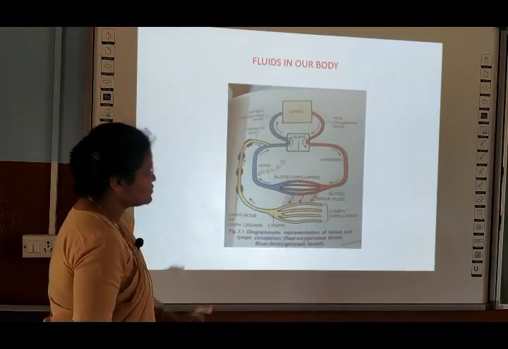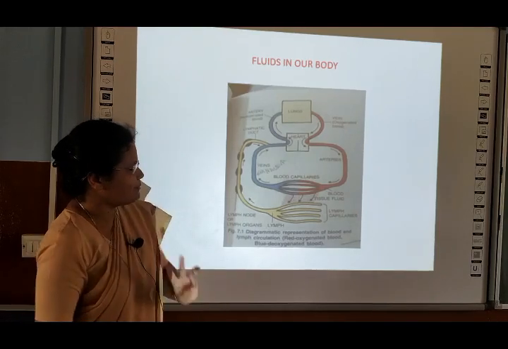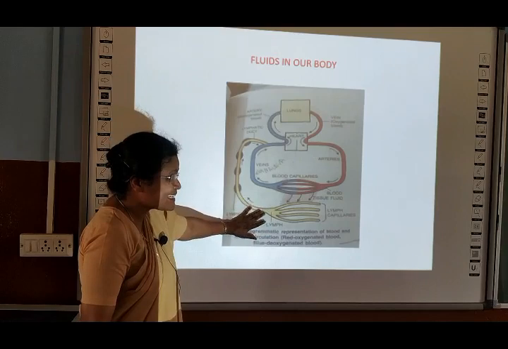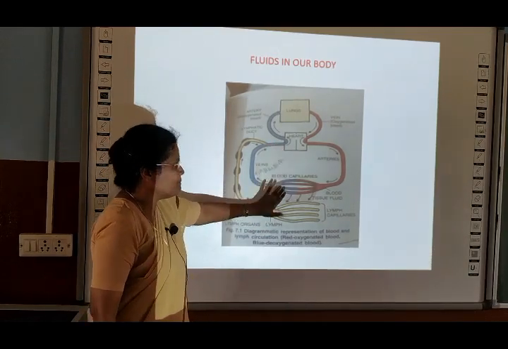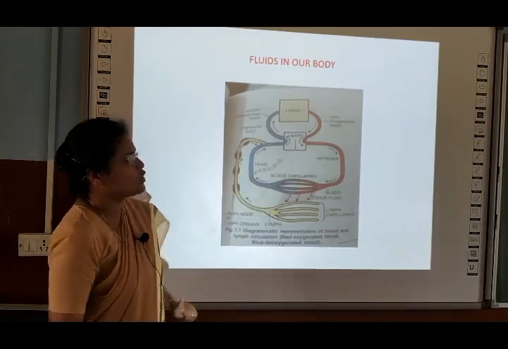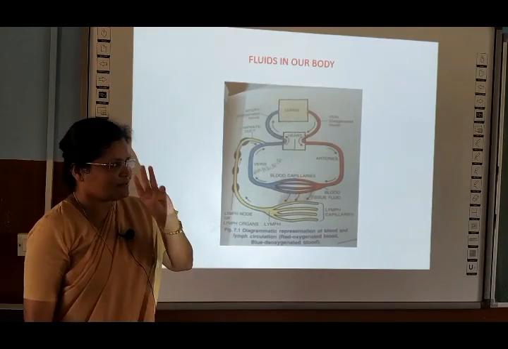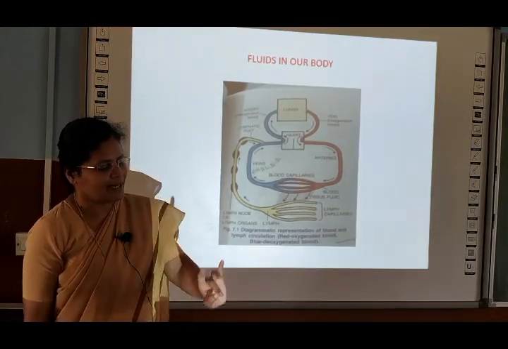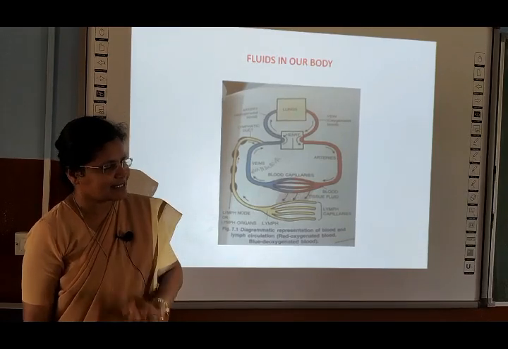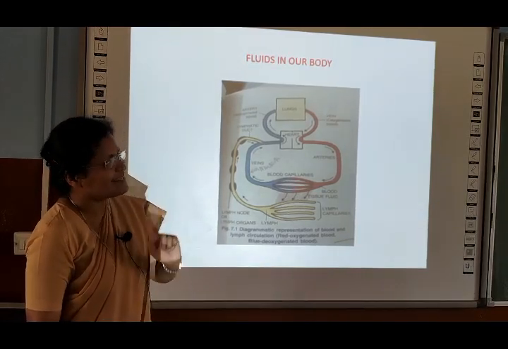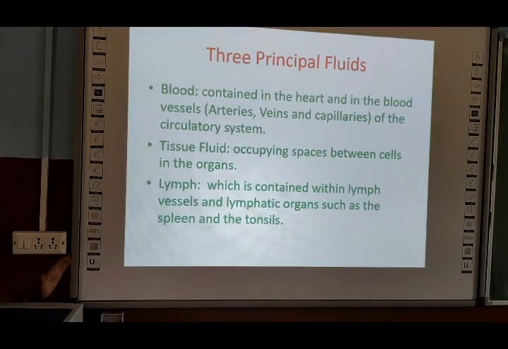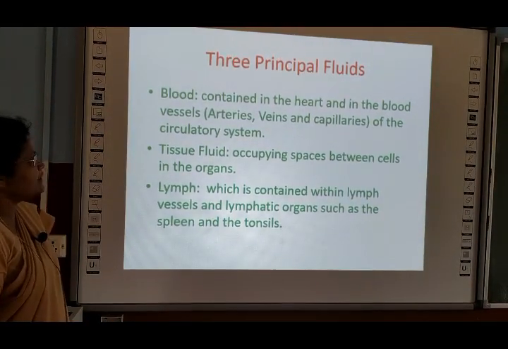However, for now, there are two types of fluids connecting to the circulatory system: one is blood, another one is lymph. Besides that, you have one more fluid called the tissue fluid. So, there are three principal fluids in our body: tissue fluid, lymph and blood. Blood and lymph are interconnected. Tissue fluid has nothing to do with your circulatory system.